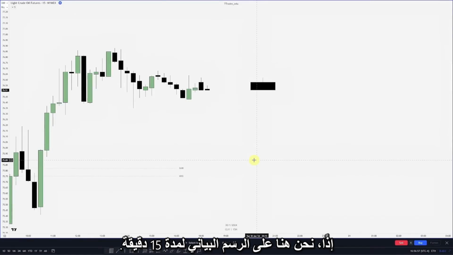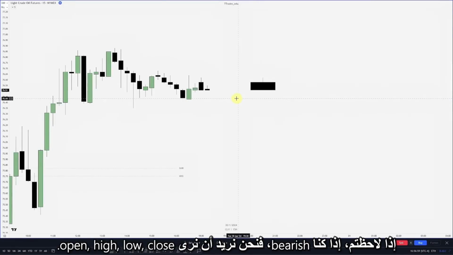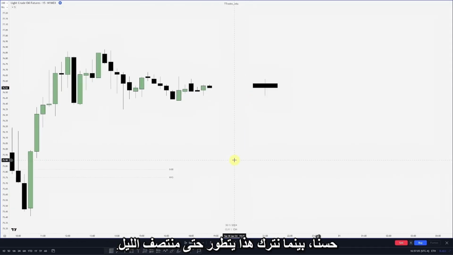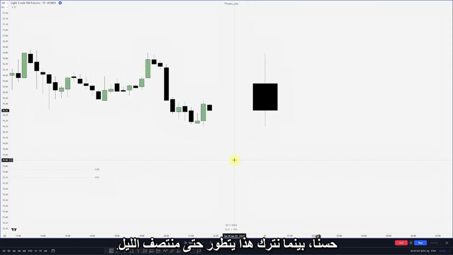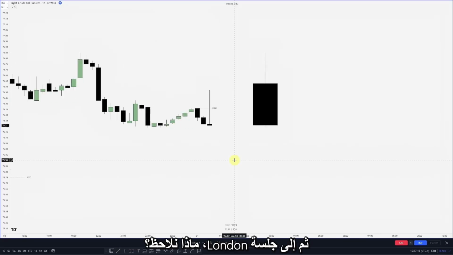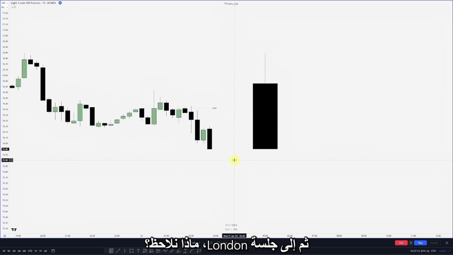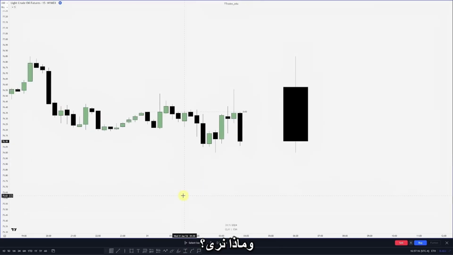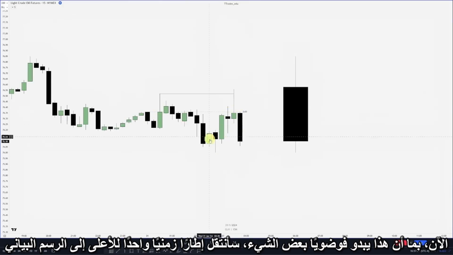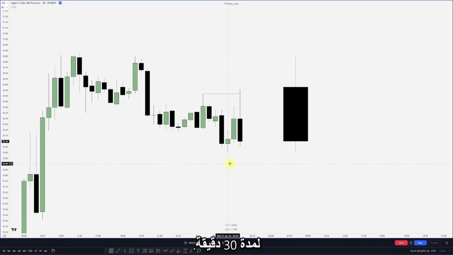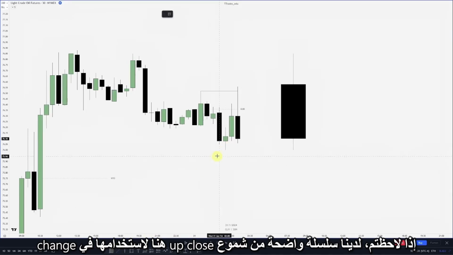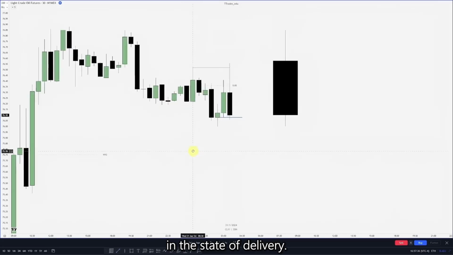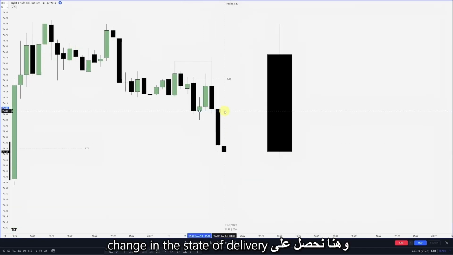So here we are on the 15-minute chart. And if you notice, if we're bearish, we want to see what? An open, high, low close. So as we let this play out towards midnight, and then into London session, what do we notice? So here we are in London. And what do we see? Well, we see London sweeps this high here. Now, since this is a little bit messy, I will go up one time frame to the 30-minute chart. If you notice, we have a pretty clear series of up-close candles here to use for our change in the state of delivery. So here we get the change in the state of delivery.